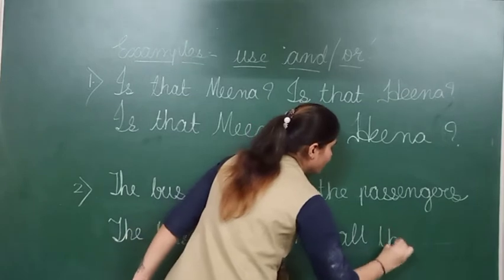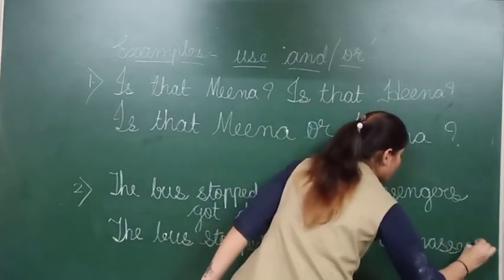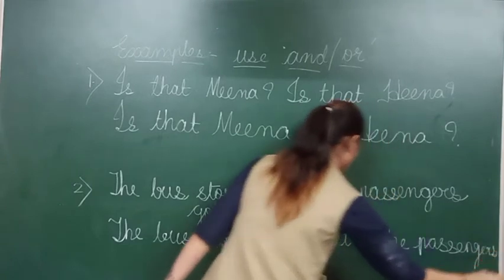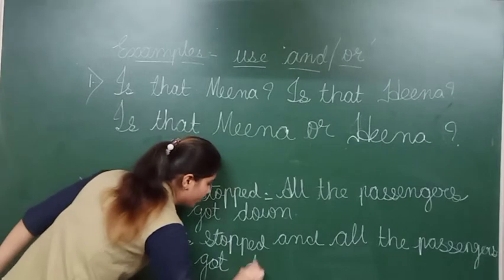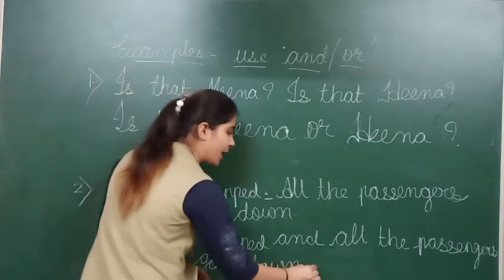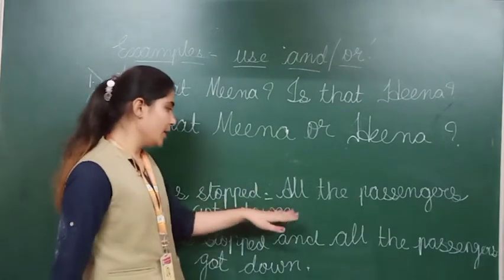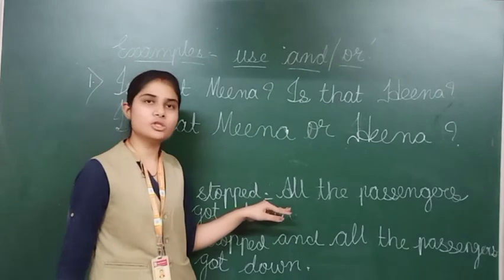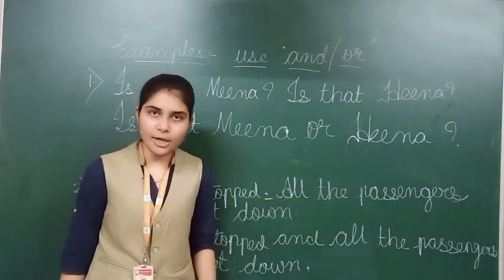Then I will continue writing: and all the passengers got down. Okay, at the end only you have to use the punctuation marks. In a conjunction sentence, you are not supposed to put a full stop. In place of the full stop, we are adding the word "and".